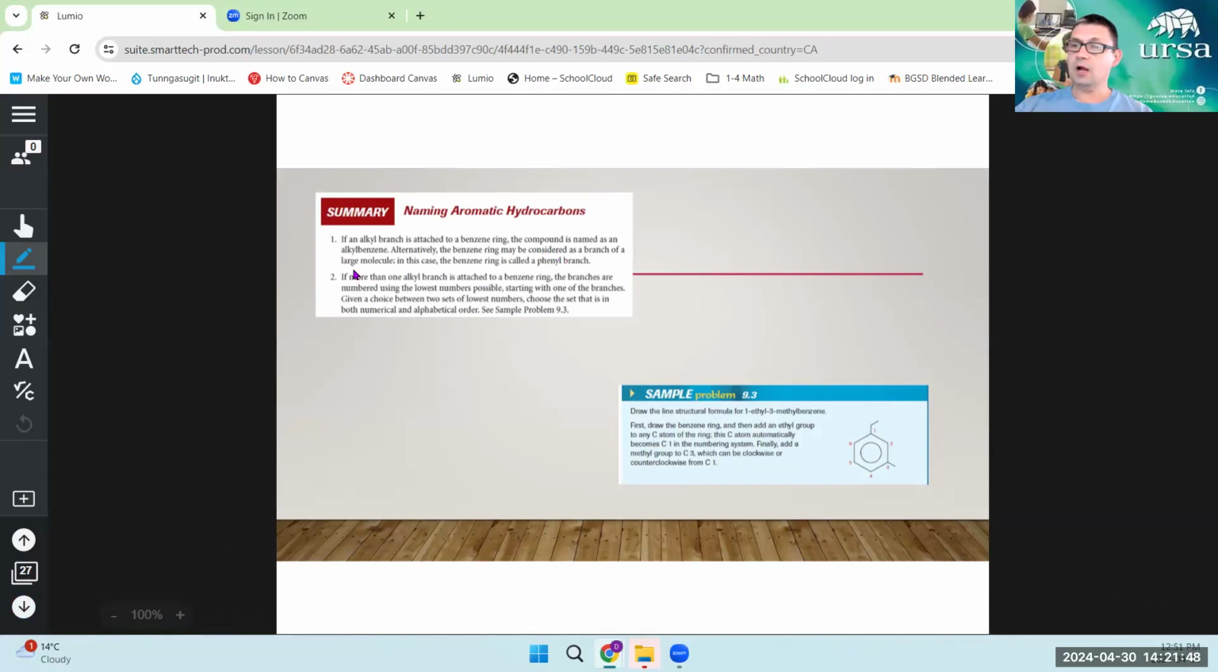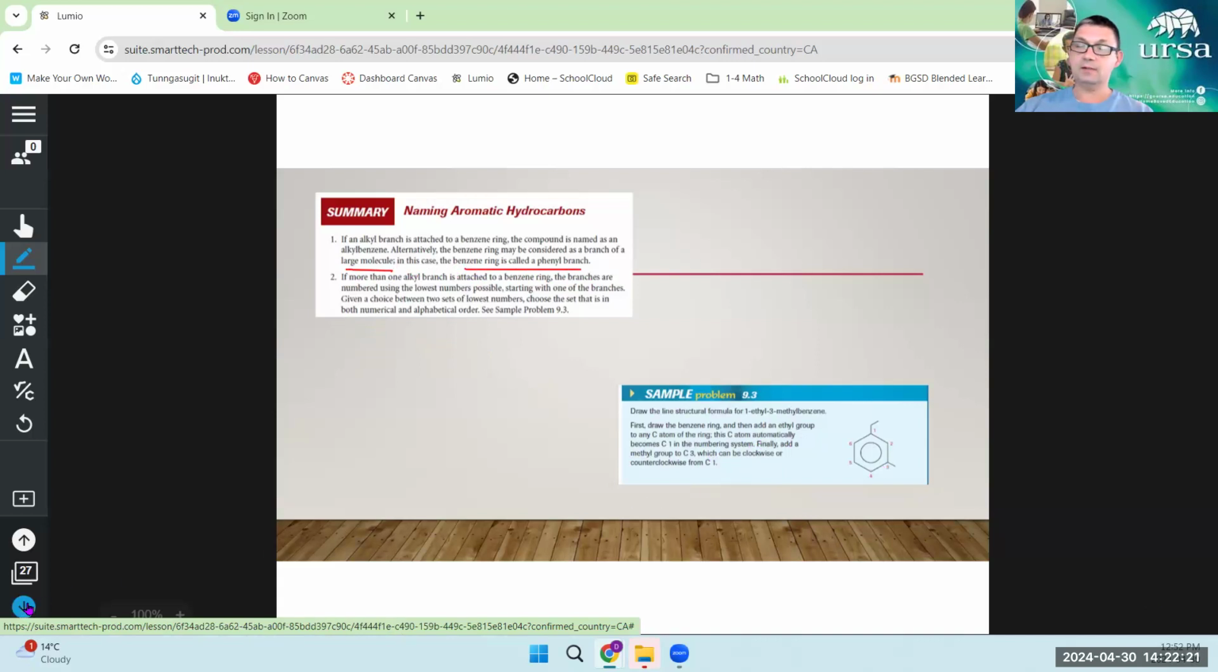So when naming aromatic hydrocarbons, if it's attached to a benzene ring, the compound is named an alkyl benzene. Alternatively, it can be a branch if it's in a larger molecule. Benzene is called a phenyl branch. With more than one alkyl branch, the branches are numbered using the lowest numbers possible, starting with one of the branches. If you have to make a choice between lower numbers, choose a set that's both numerical and alphabetical order. As we see here for this one: 1-ethyl, 3-methyl, using the alphabet to decide.